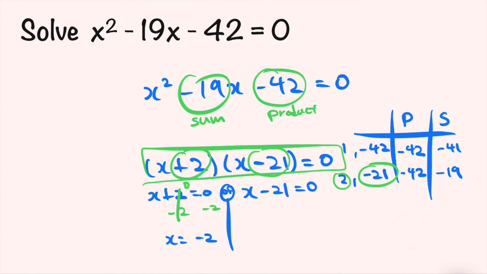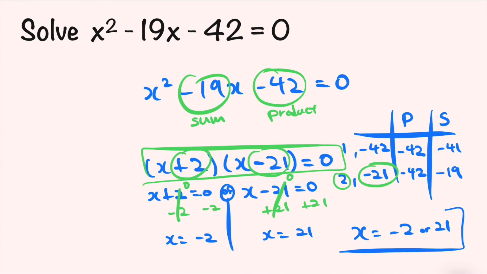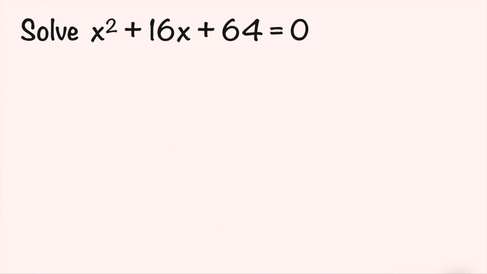And for x minus 21 is equal to 0, we can plus 21 to both sides of the equation. Minus 21 plus 21 are equal to 0. So we have x is equal to 21. As our final answer, x is equal to negative 2 or positive 21. And that's our final answer. Let's solve our last question.